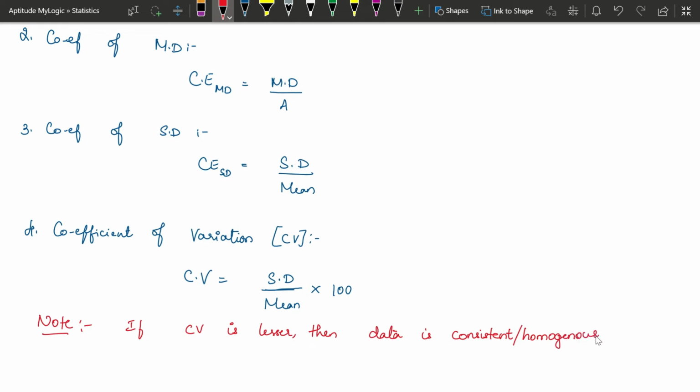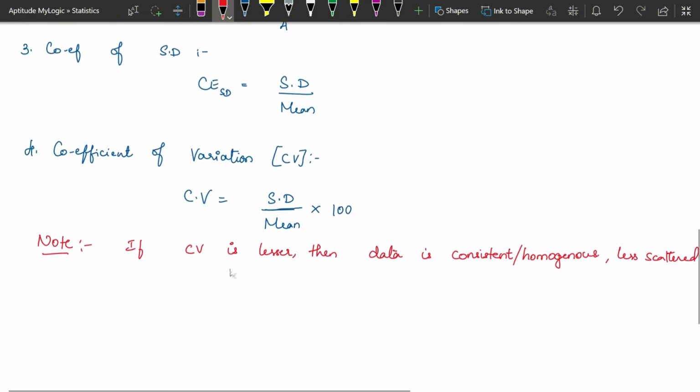Or we can say it is less scattered, because dispersion is a measure of scatteredness. If CV is lesser, it means it is less scattered. If CV is more, then it is more scattered. Then data is more scattered, like our third example that I took, in which one value is 1 and the other one is 17, where it is not a reliable data.